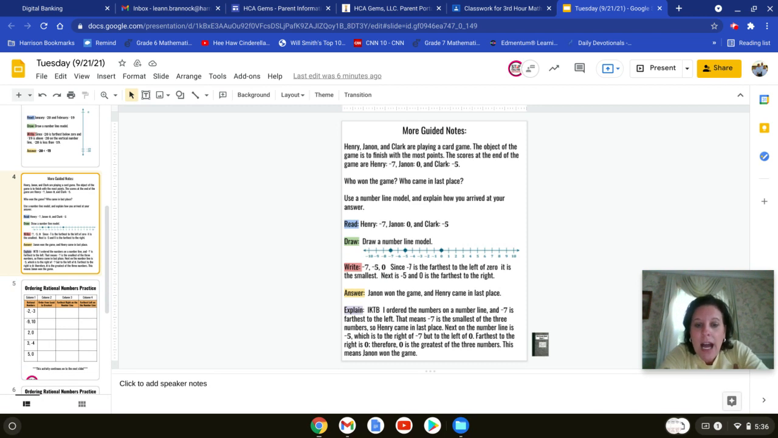Anyway, I know this because, remember, IKTB means I know this because I ordered the numbers on a number line. -7 is the farthest to the left, which means -7 is the smallest of the three numbers. So Henry came in last. Next on the number line is -5, which was Clark. And then finally, Janet won because of those numbers. Janet had the highest score.